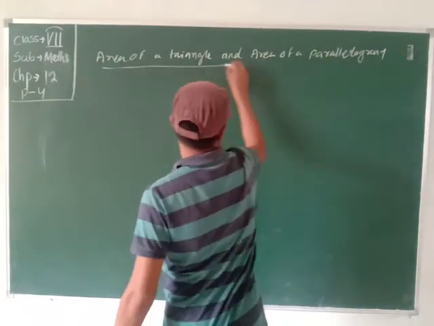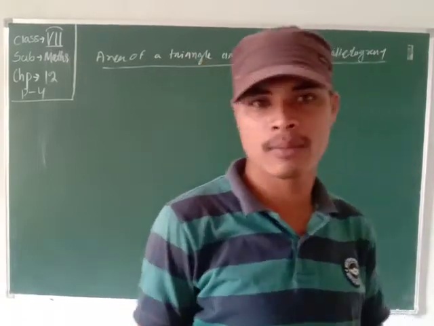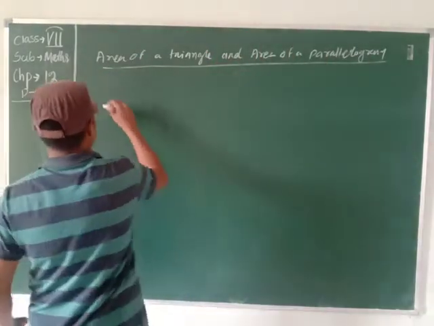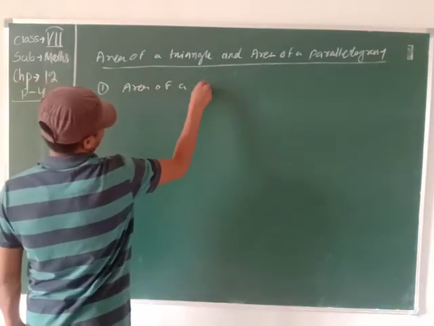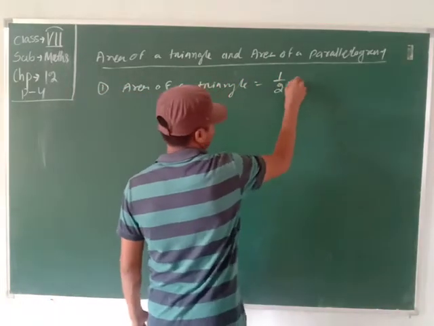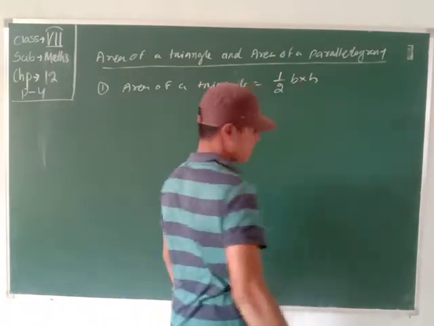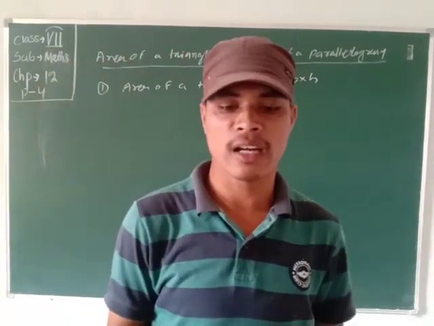Okay. Now we find the area of triangles and parallelograms. We know the formula of the area of a triangle. It is 1 by 2 into base into height. So we are taking examples and finding the area of triangles.